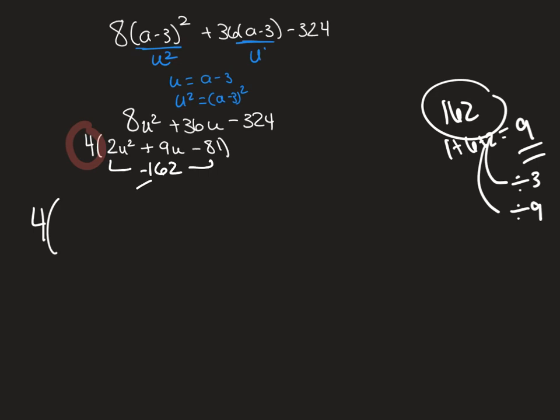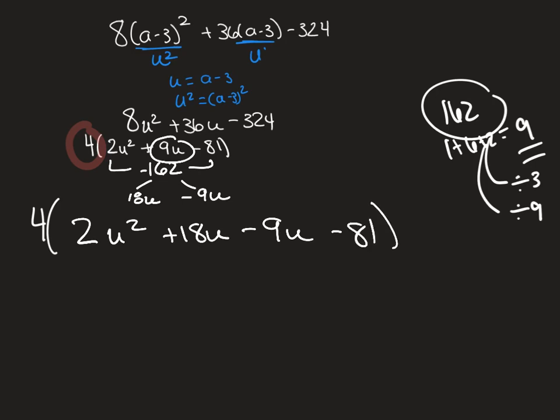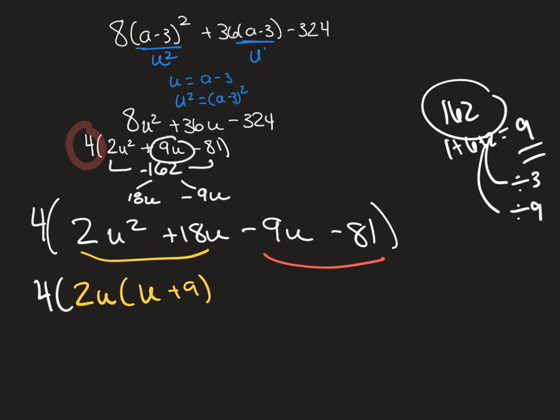So I'm going to rewrite this as 18u and a negative 9u. 18 times negative 9 makes my negative 162, and 18u plus negative 9u makes my 9u up here. So I have 2u squared plus 18u minus 9u minus 81. And then I'm going to do that group thing like I did earlier, my yellow group and red group. Again, I'm not dropping that 4 out front. He's got to keep coming along for the ride. So I've got a 4 and parentheses. In my yellow group, they both have a 2u in common, and I'm left with u plus 9. In my red group, they both have a negative 9 in common, and I'm left with u plus 9.